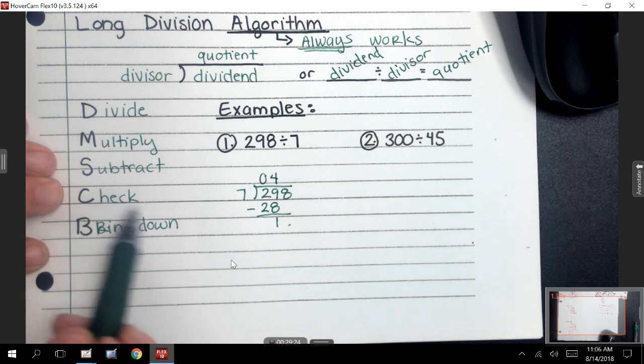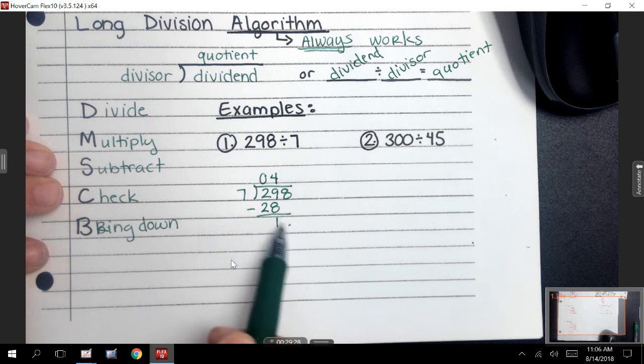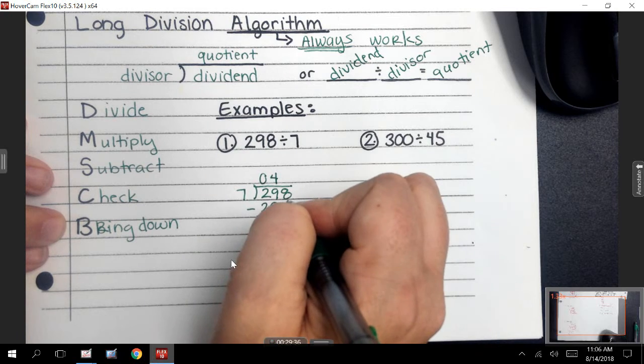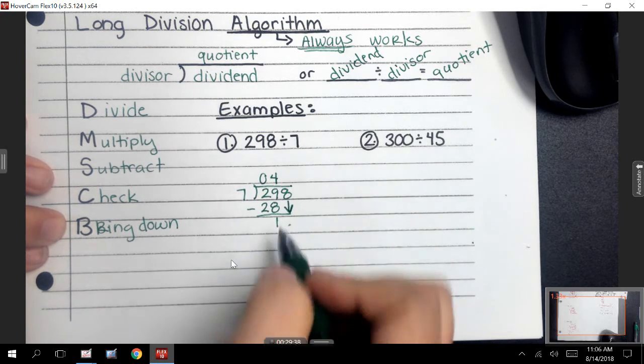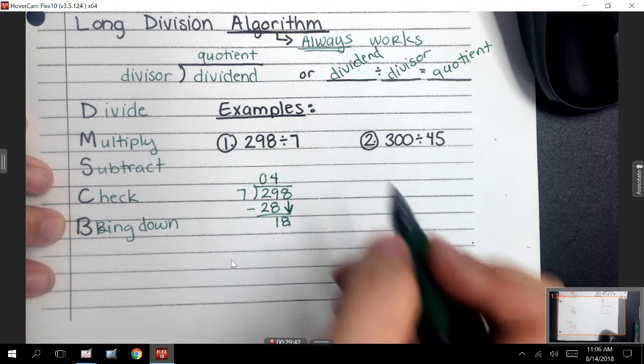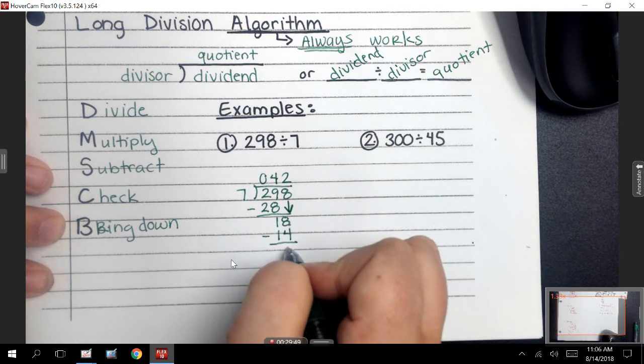If I check and it doesn't work, that means I've got to redo it. So when we check, is 1 smaller than 7? Yes, so we did good. We can keep going. Okay? So next we're going to bring down the 8. 7 will go into 18. Noah? 2 times. And 2 times 7 is? 14. When I subtract, I get 4.